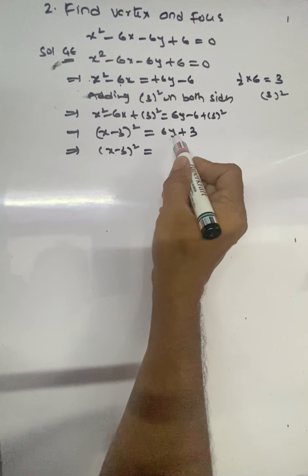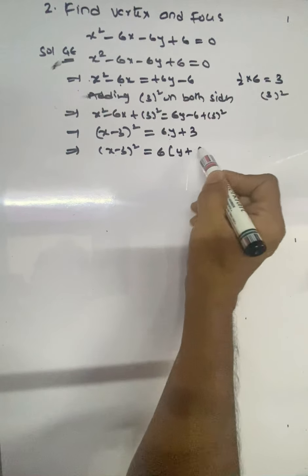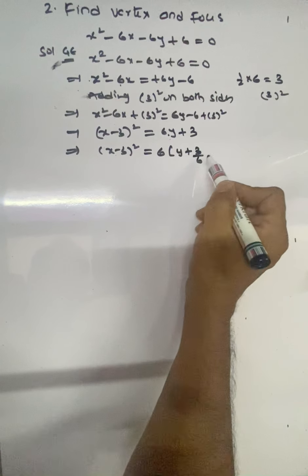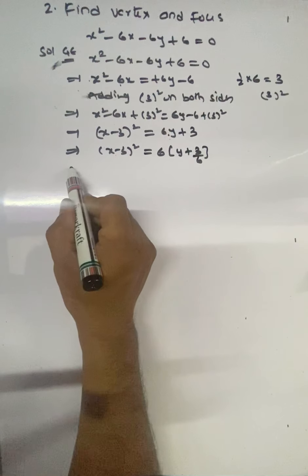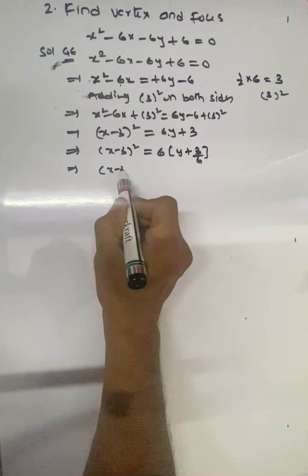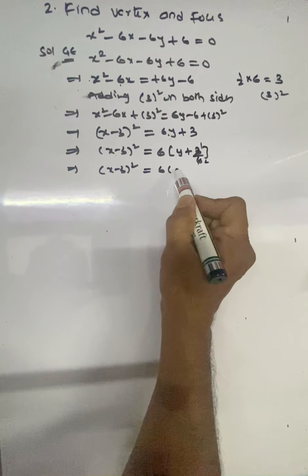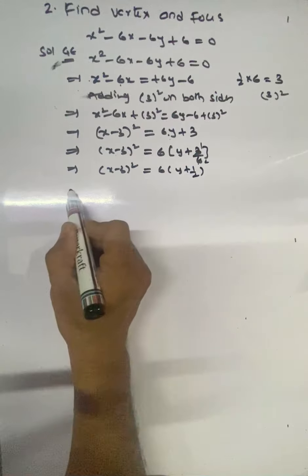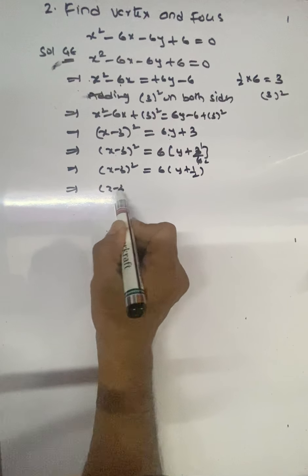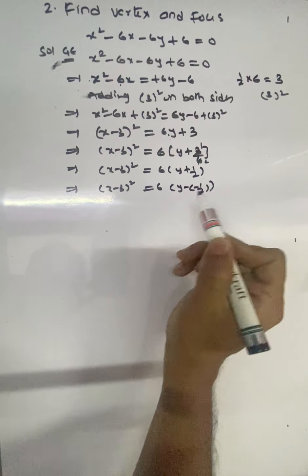On the right side, whatever coefficient of y is there, take that coefficient common: 6 into y plus 3, where the 6 goes to the denominator because we don't find anything common. Then after cancellations, this is x minus 3 whole square equals 6 into y plus 1 by 2. When plus is there, we take minus of minus: 6 into y minus of minus 1 by 2.